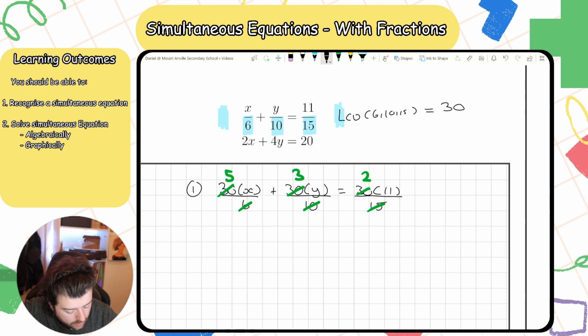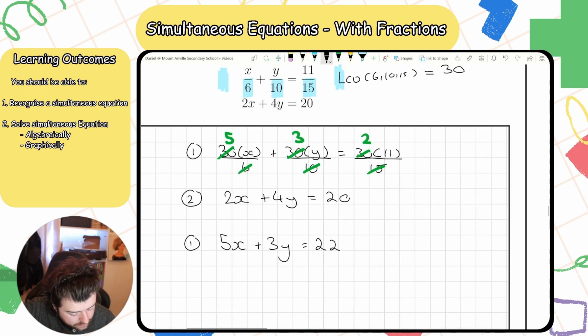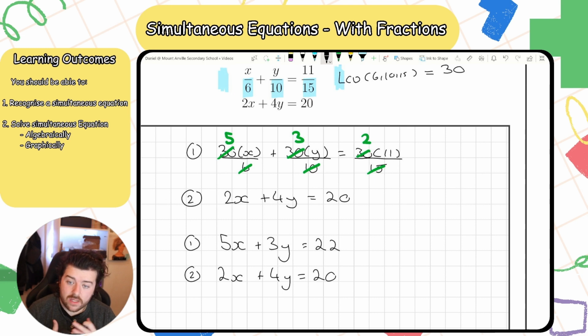So that's equation 1. My equation 2 is still 2x plus 4y equals 20. So let's simplify equation 1. 5 times x is 5x. 3 times y is 3y, and 2 times 11 is 22. The second equation here is 2x plus 4y equals 20. So now I have a regular old simultaneous equation.